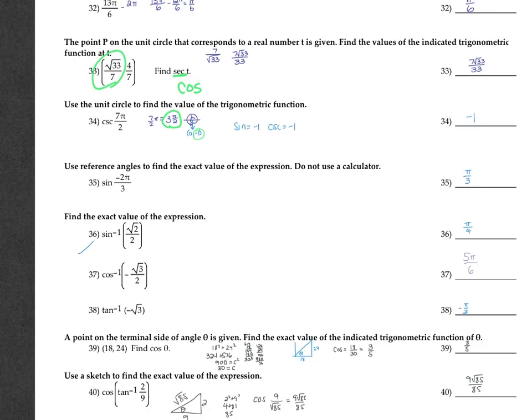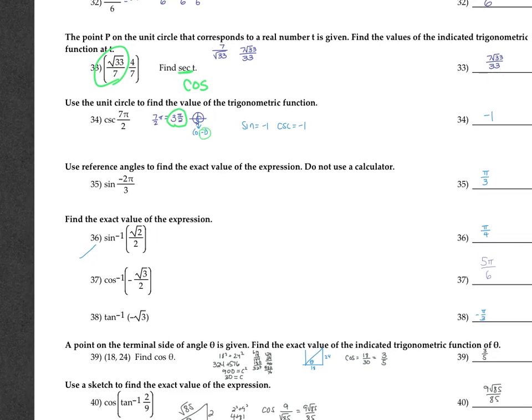35 says use reference angles to find. Somebody asked about this yesterday too and I didn't catch it. This is the reference angle, but it says use the reference angle to find the exact value. So you're actually looking for the sine at pi over 3. This answer should be root 3 over 2.